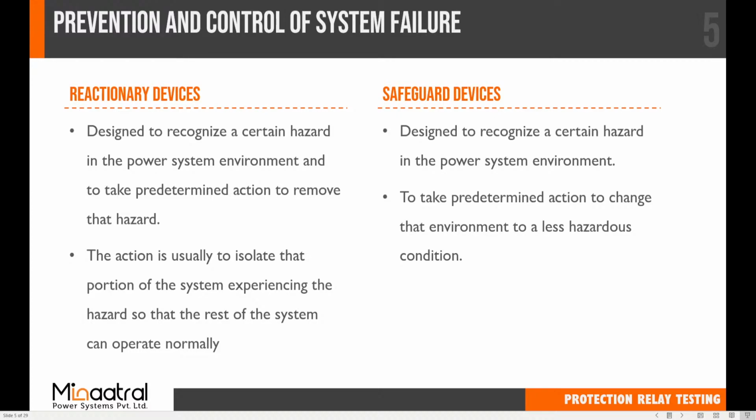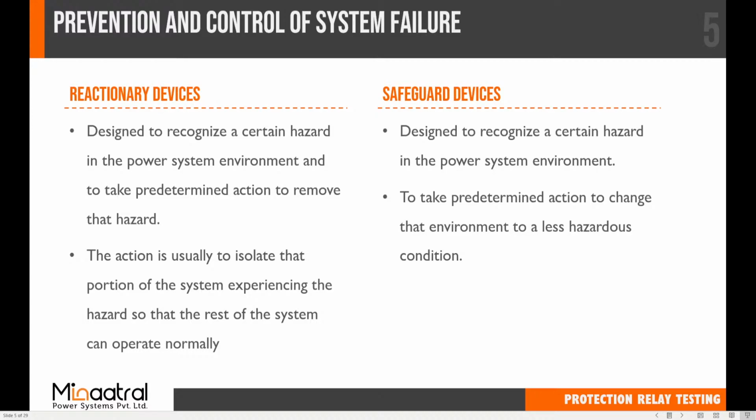They also know when an event is happening, but they take an action to make sure that the environment is less hazardous, which means they do not usually isolate, they do not remove a hazard, but they make sure that the environment is less hazardous. So one of the best examples for safeguard devices is your automatic voltage regulator.